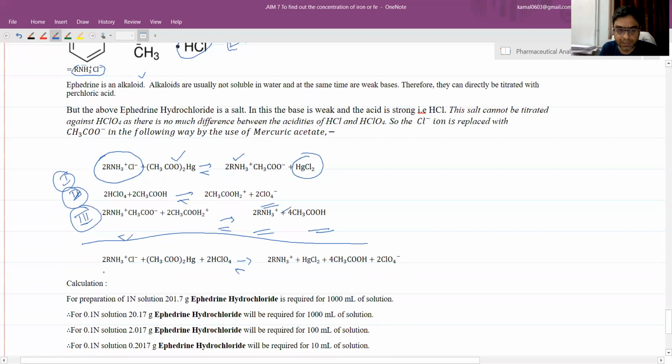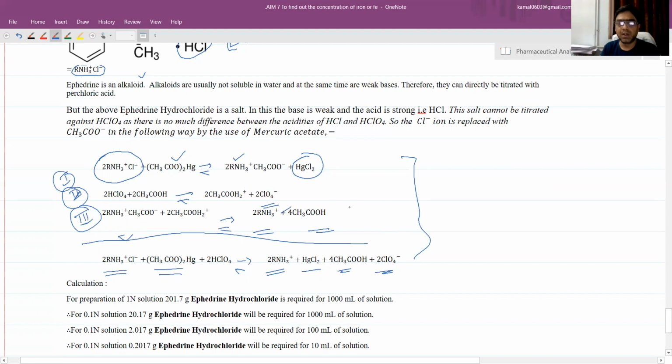This is the reaction of the sample. This is ephedrine hydrochloride, and mercuric acetate is used to replace the halide present in the salt of the amine, and this is the perchloric acid, which is used to titrate this drug. Finally, it will convert into the ammonium ion, HCl, acetic acid and perchlorate. So this is the theory behind non-aqueous titration during the titration of halides.